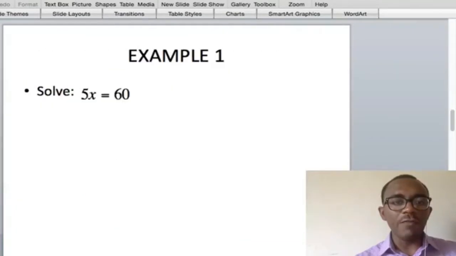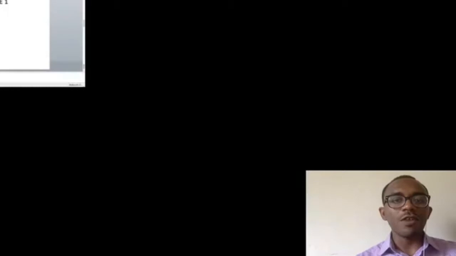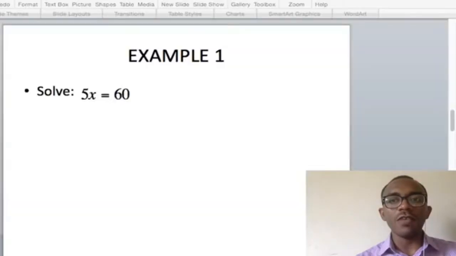So, on that one, 5x equals 60. If I'm asking the question, what is the coefficient? The coefficient is 5. If you say 5 in your mind, then you're totally correct. 5 is the answer. So what we're going to do, we're going to divide both sides by the coefficient, which is 5.